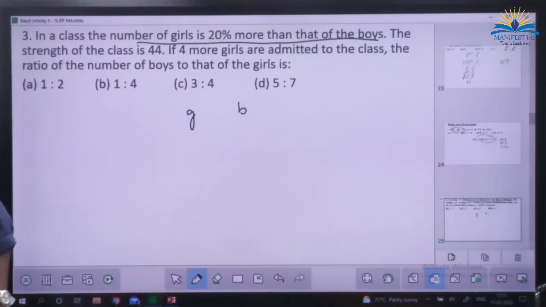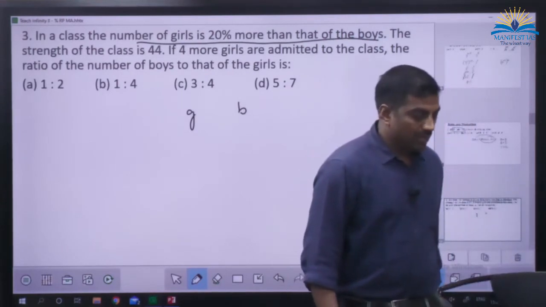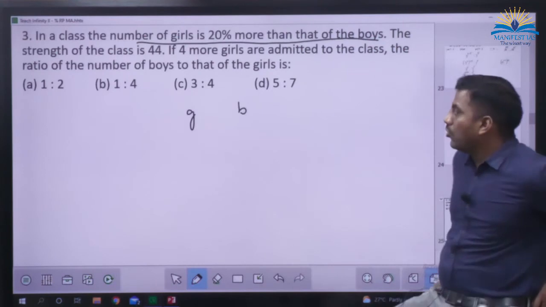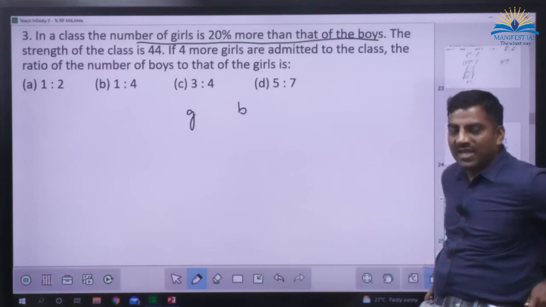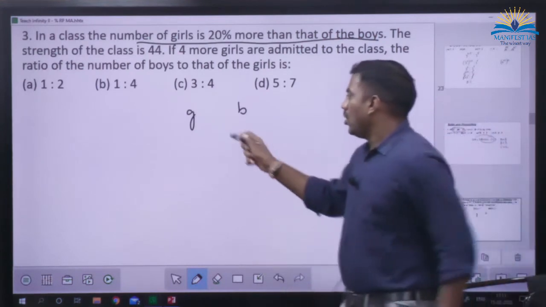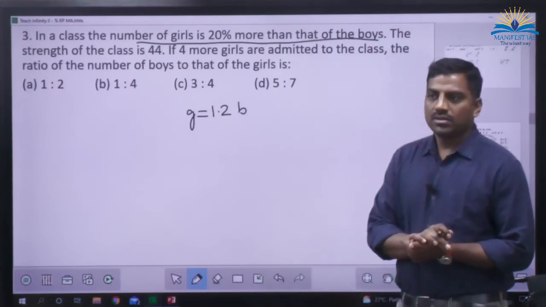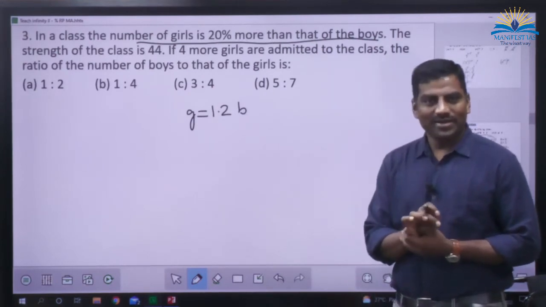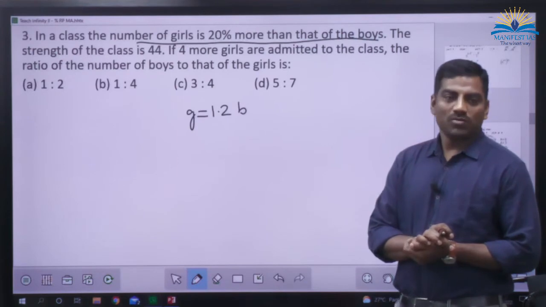If you want to express the number of boys in terms of number of girls, or girls in terms of number of boys, how do you express? Yesterday I was telling, 20% more is nothing but 120 by 100 or 1.2. So G is equal to 1.2B. Can I write? Yeah. G is equal to 1.2B. Yes or no?